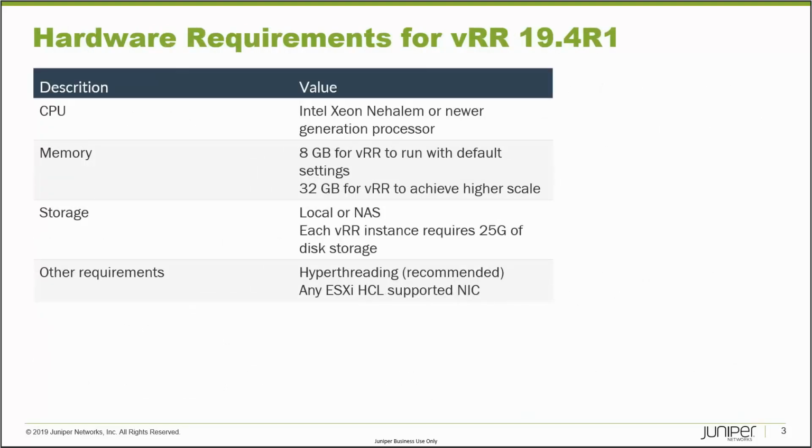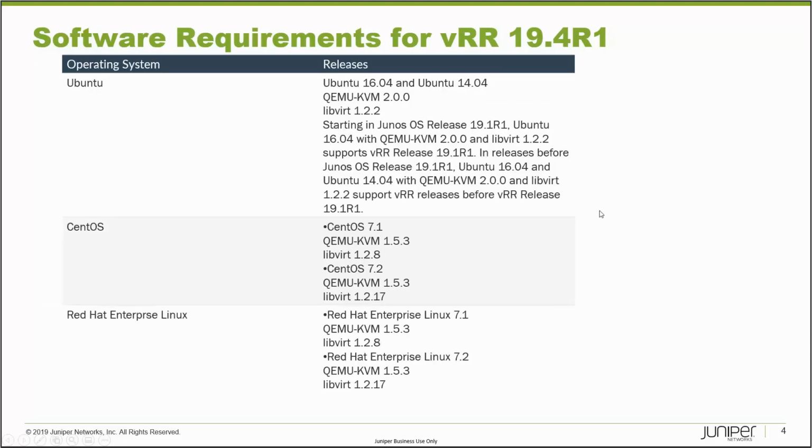So this is the basic hardware requirement for VRR. As you see, 8 GB memory is the default setting. You should start with 8 GB, and you can go up to 32 GB if it's a higher scale deployment. It supports local NAS storage, and Intel's Xeon, Haswell, or newer generation processors are recommended. And then this slide shows you the basic software requirements for VRR 19.4R1, which is what I'm going to be showing you, because that's the latest available for me to download. As you can see, it supports Ubuntu, CentOS, and Red Hat Linux. Make sure you meet that requirement.